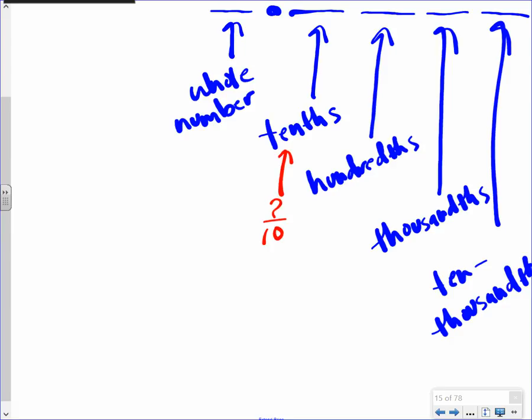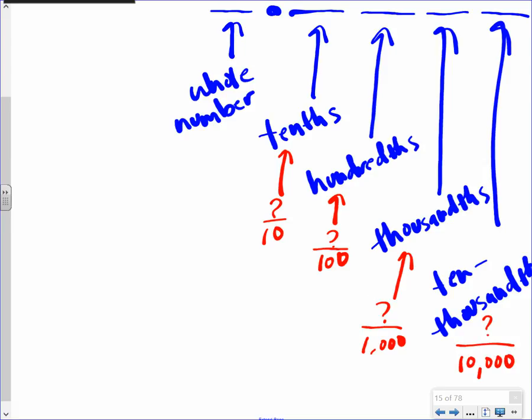That's all tenths mean. Hundredths means, look at, put a question mark, some fraction over 100. Thousandths means some fraction, look at, over 1,000. And ten thousandths means some fraction, we don't know, over 10,000. They're just code language for fractions.